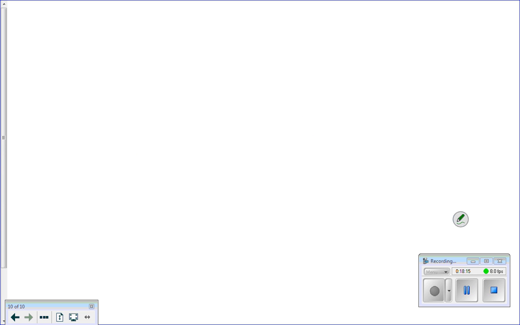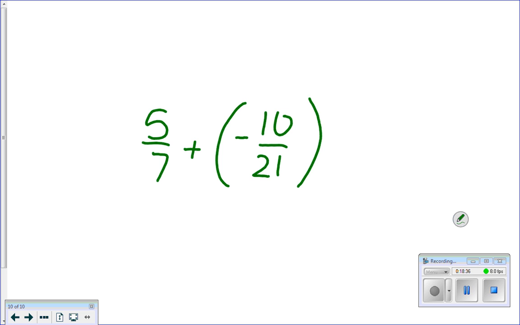Let's do another one. I think some of us are kind of catching on. Let's do this one. 5/7 plus -10/21. Don't forget your cats and your dogs on this, people.